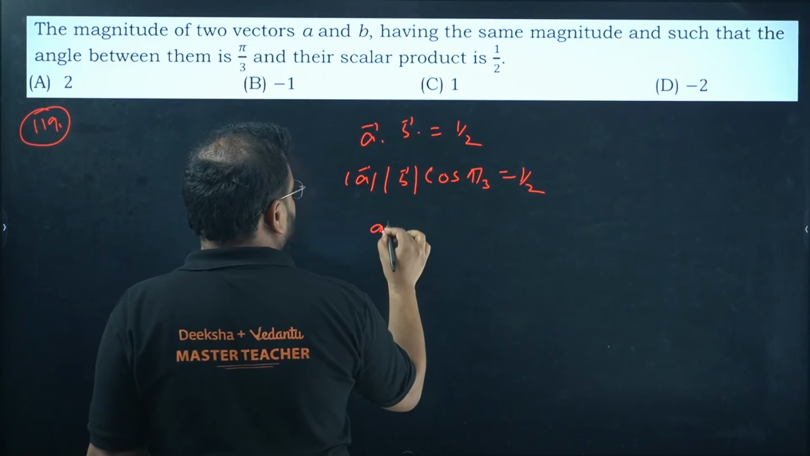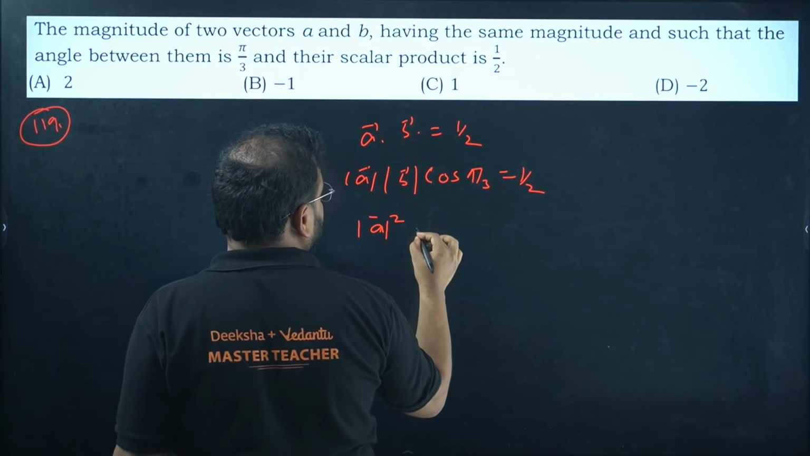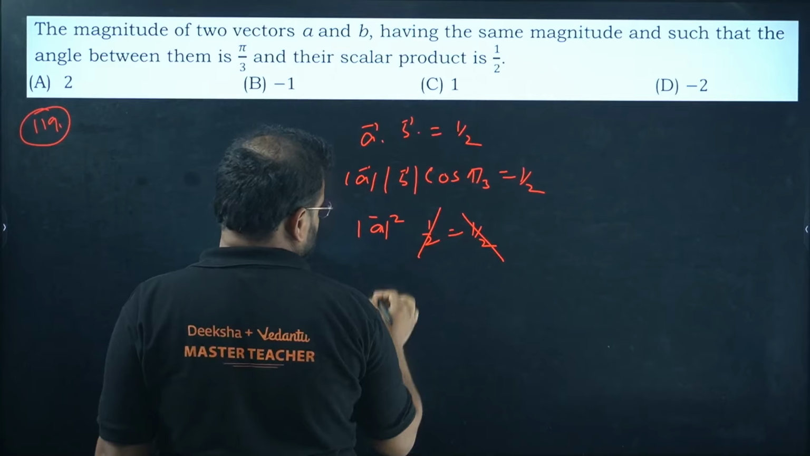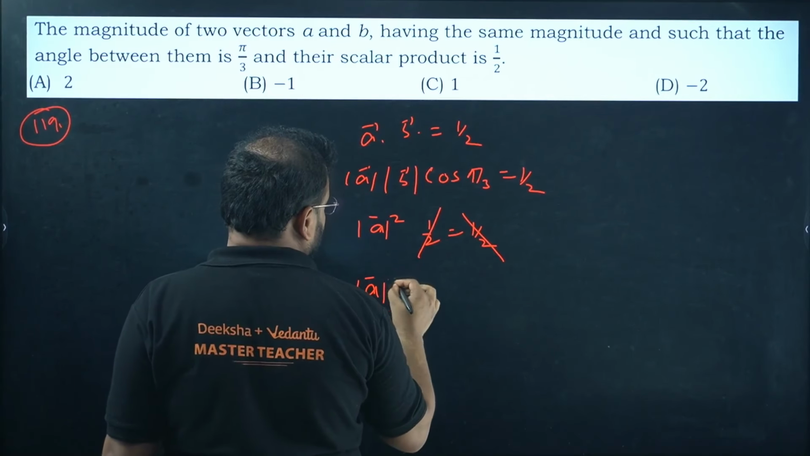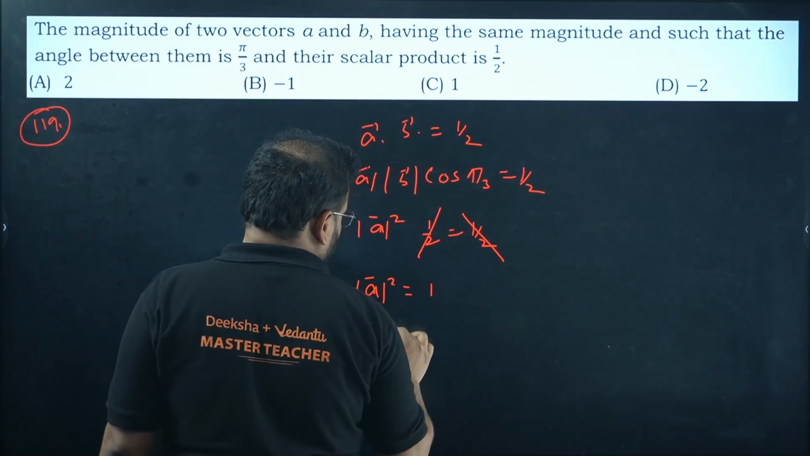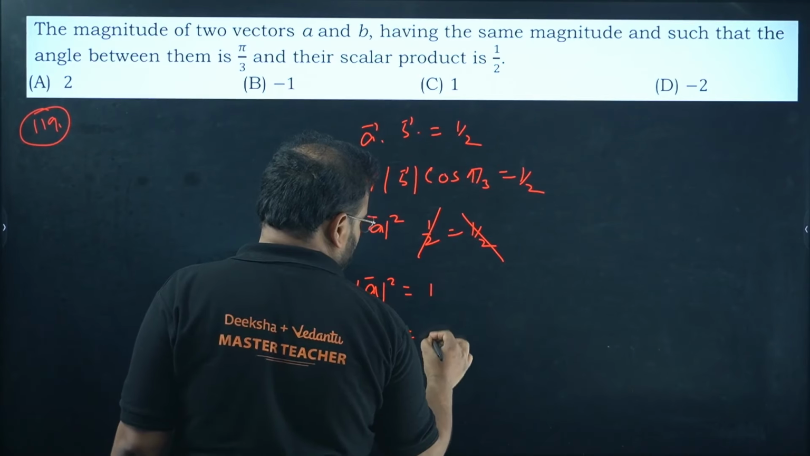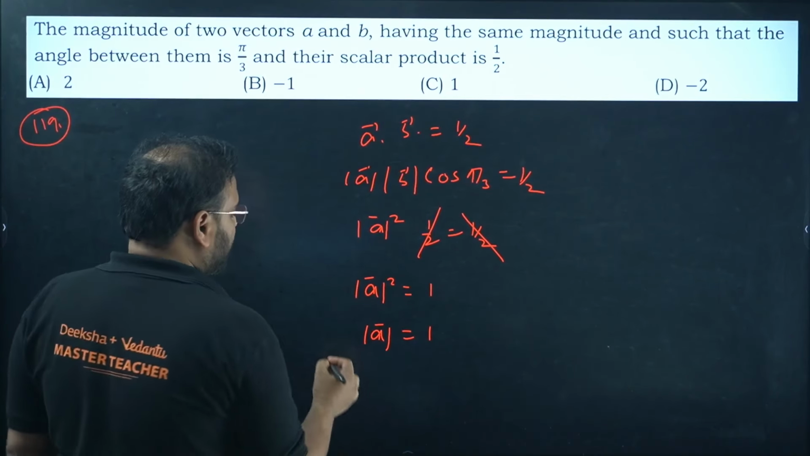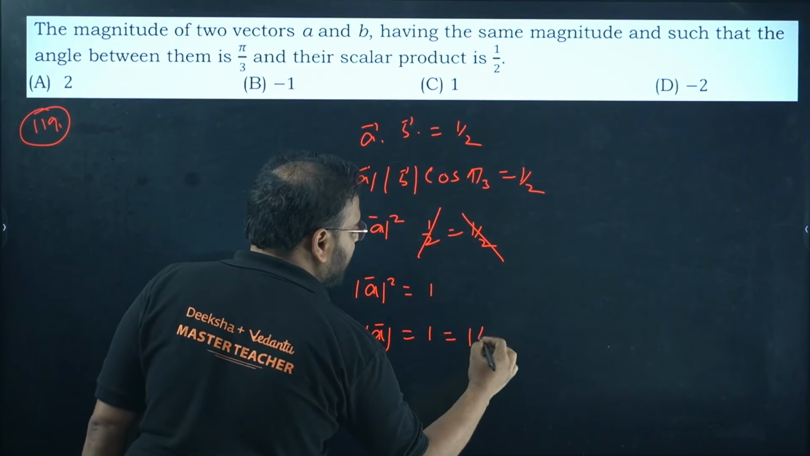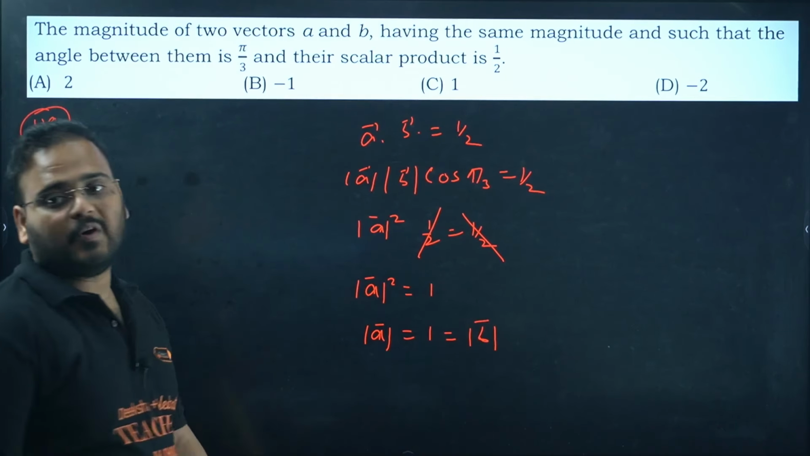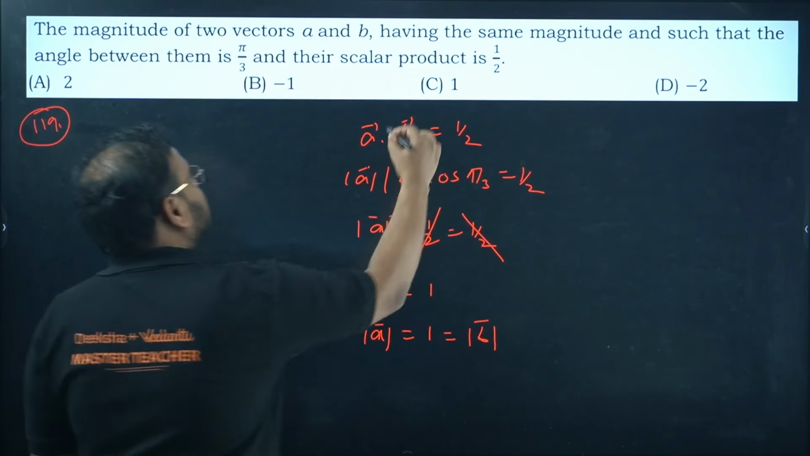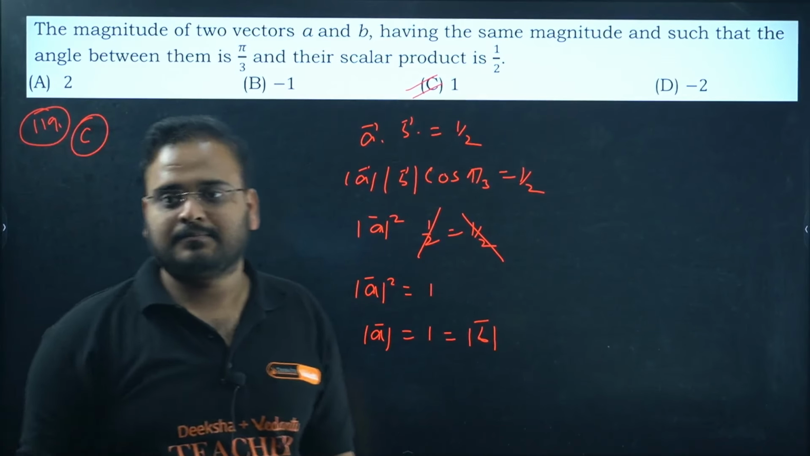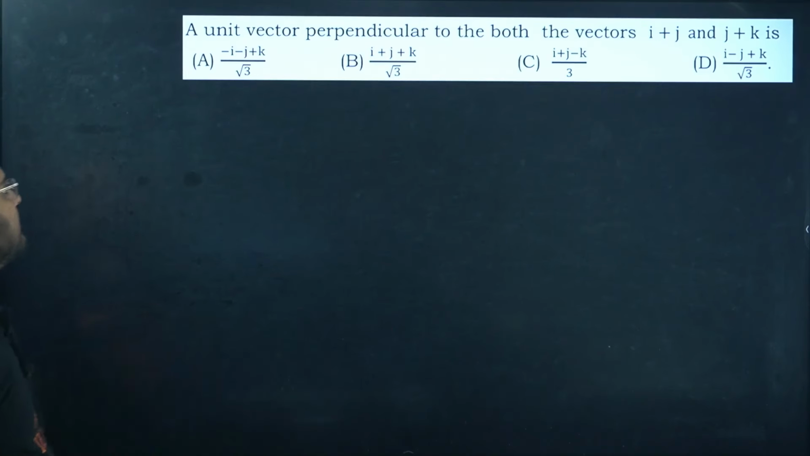I can write this as mod of A square times 1 by 2 equals 1 by 2. So it cancels, and we have mod of A square equals 1. Mod of A equals what? Plus minus 1? Only 1, because it is modulus. So mod of A equals 1, which is the same as mod of B. Answer is C. Because it is a modulus, it will not have a negative sign. Making sense?